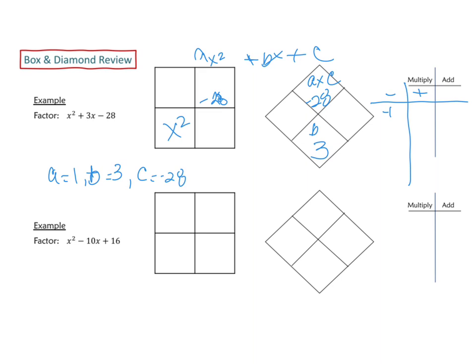So, negative 1 and 28 adds up to 27, so that is not going to work. Negative 2 times 14 equals negative 28, but it adds up to 12, so it's not correct. 3 does not go into 28, but 4 does, and if we multiplied negative 4 times 7, we would get negative 28. And if we added negative 4 and 7, we would get 3. So these are our factors, the two numbers that multiplied together equal negative 28 and added together equal 3. We're going to put them in our little diamond, and we're going to put them in our box.